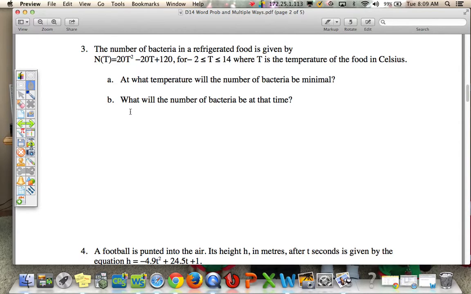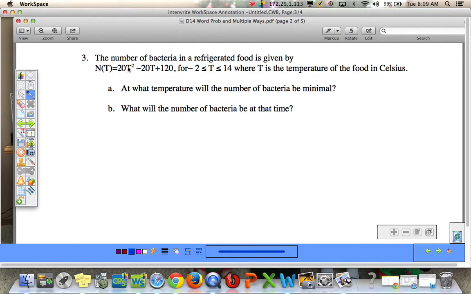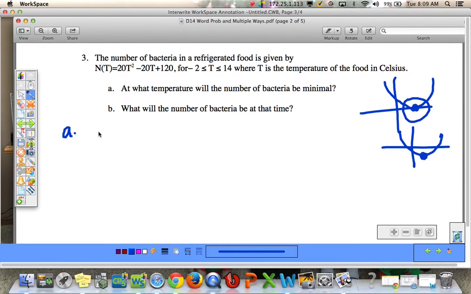So number 3, at what temperature will the bacteria be minimal if this is the function? And you can see right here that the 20t squared is positive, so you would have something that maybe looks like this. Or maybe it could look something like this too. But we want to figure out where the bacteria is minimal, or this point right here. And so again, that's the vertex. What will the number of bacteria be at that time? Okay, so let's do A first. Let's figure out the vertex.